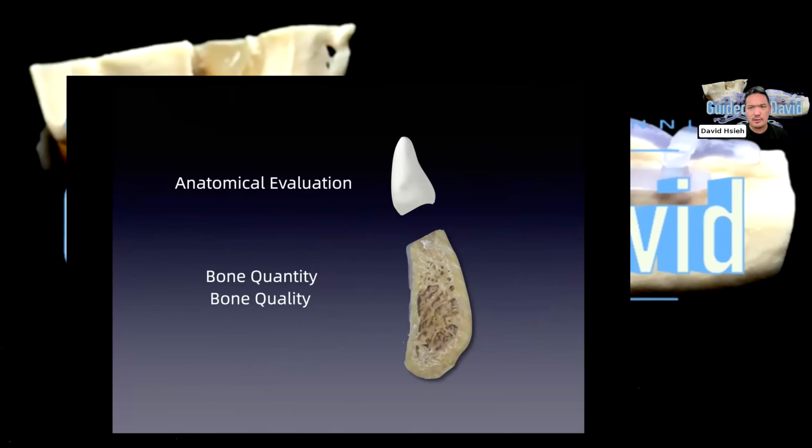When we look at the anatomy of the bone, we are looking at both bone quantity and bone quality. In short, is the bone good enough? The width and the length, good enough for the implant to fit. And the other thing is whether the bone is hard enough to get stability from.